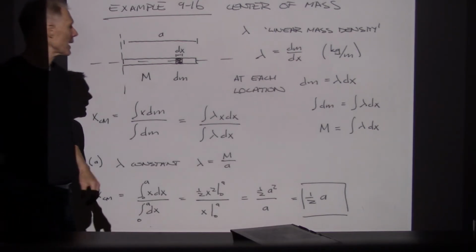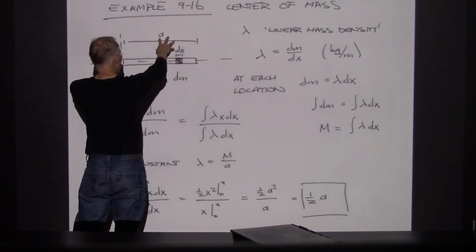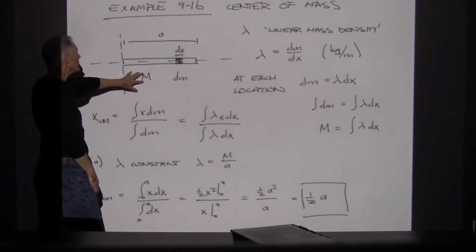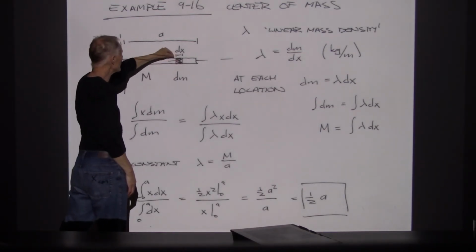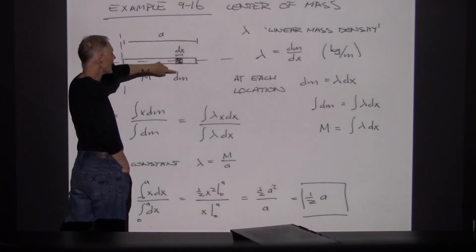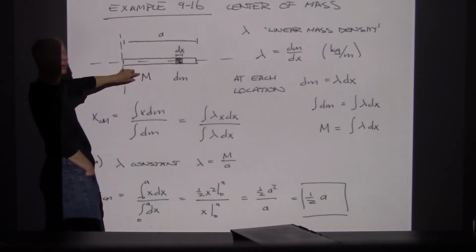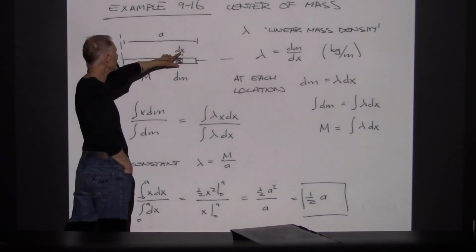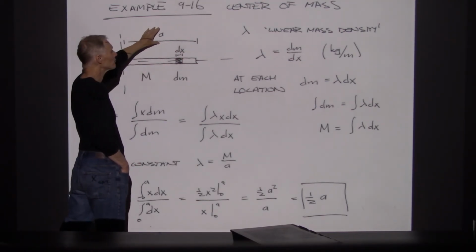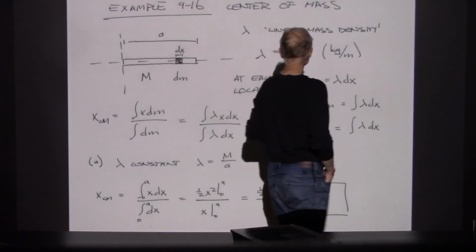So here's the example. Let's say that this rod has a length, I'm going to call it a, and it has a total mass, I'm going to call that big M. And then here is a section of that rod. It has a length of dx, and it has a mass of dm. If I add all the dm's together, I get total M. If I add all the dx's together, I get total length.